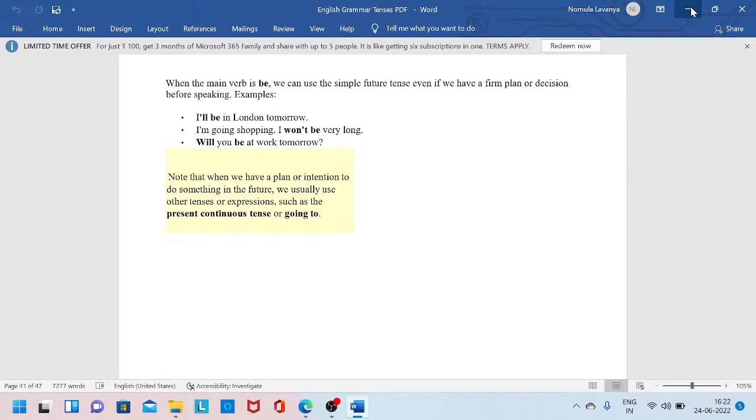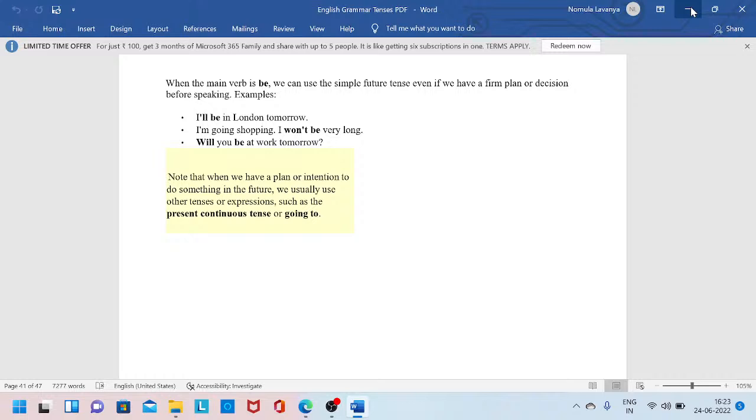Okay, I won't be very long. Will you be at work tomorrow? So these are all very simple formations, like verb main, verb be, and very simple plan decision making before they speak. Okay, so I will be in London tomorrow. I'm going shopping. I won't be very long. So these are all like they have a plan, so that they are making some decision before they are speaking.